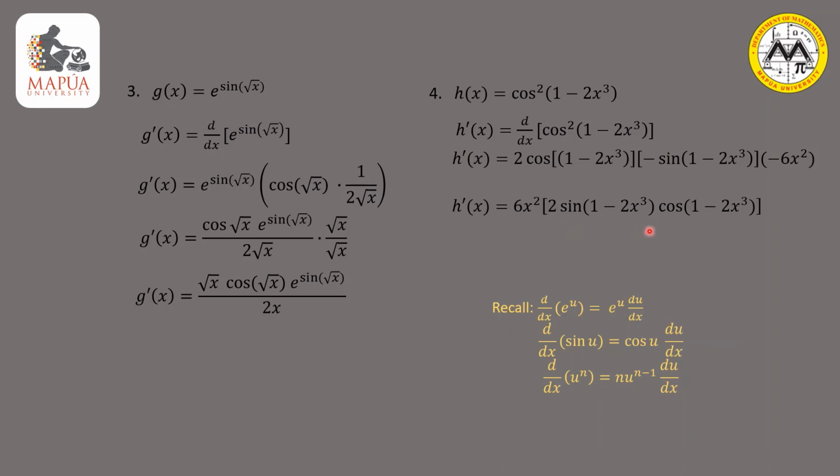But again, we recognize this particular product of 2 sine of 1 minus 2x cubed times cosine of 1 minus 2x cubed to fit the identity for sine of 2 theta in terms of 2 sine theta cosine theta. Hence, h prime of x now is given in terms of 6x squared times sine of 2 times 1 minus 2x cubed.